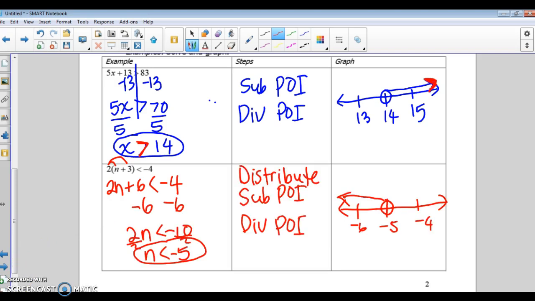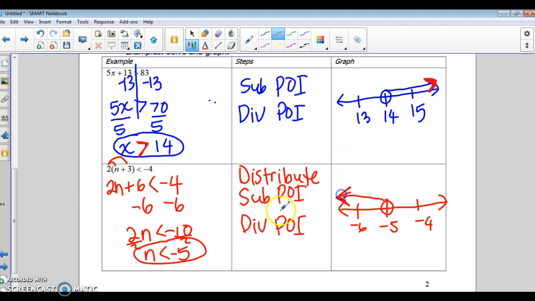Okay, so the answer was n is less than -5. Guys, note this. When you divide by 2, do I flip the symbol? No, because when we divide by a positive number, we don't have to flip the symbol. We only flip the symbol when you multiply or divide by a negative. So n is less than -5. That was your answer. And since it was just less than without any line under, it's going to be an open circle, and it's to the left because it's less than.